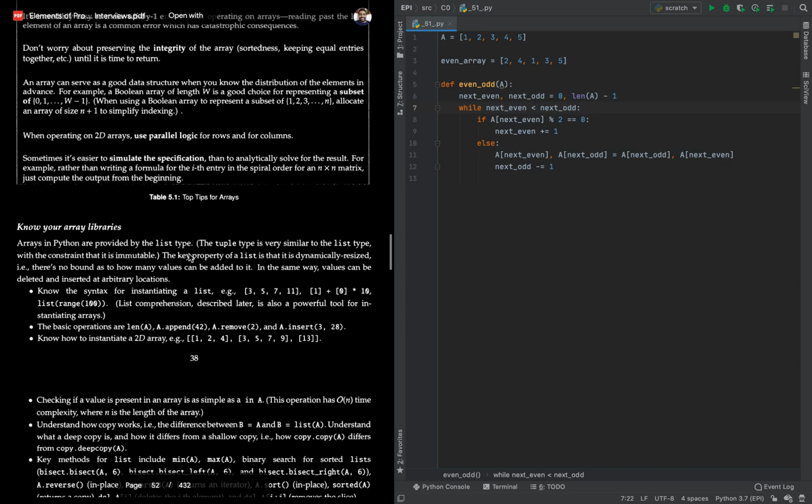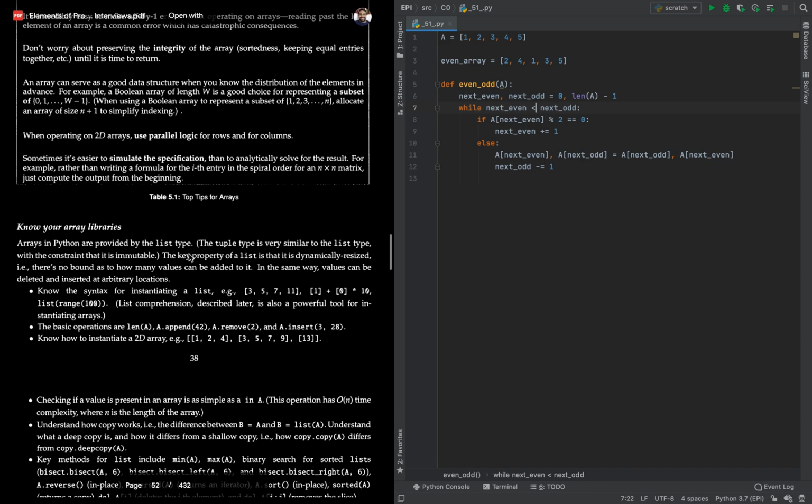The tuple type is very similar to the list type, with the constraint that it is immutable. Okay, it's got it right here. The key property of a list is that it is dynamically resized. That's what an immutable array or list is: it's immutable, and it cannot be dynamically resized. There's no bound as to how many values can be added to it, in the same way values can be deleted and inserted at arbitrary locations.